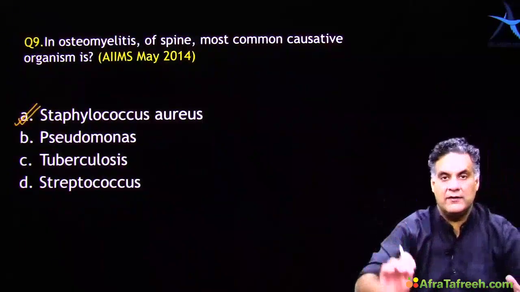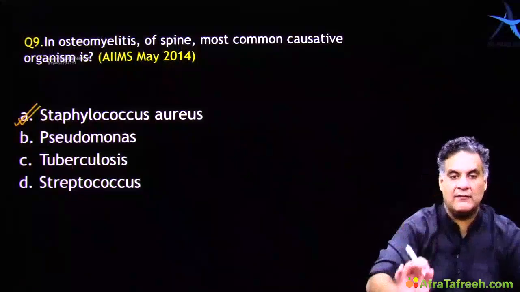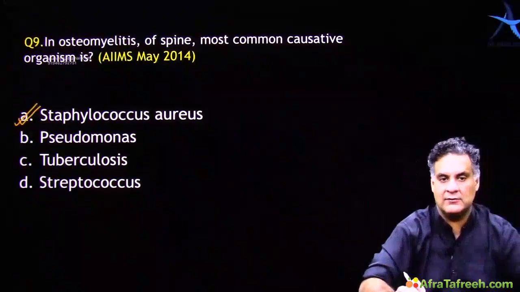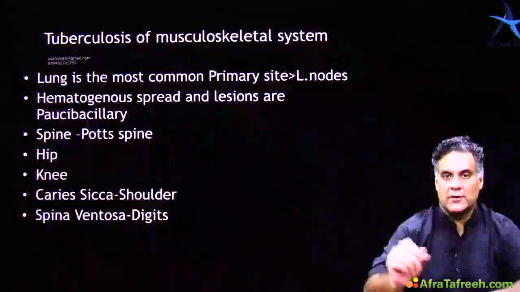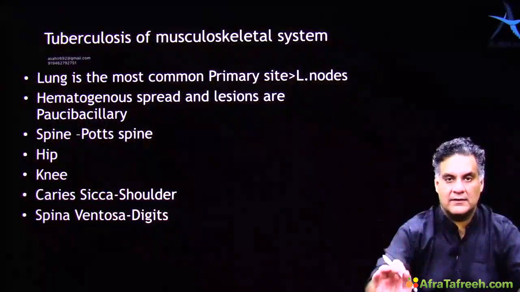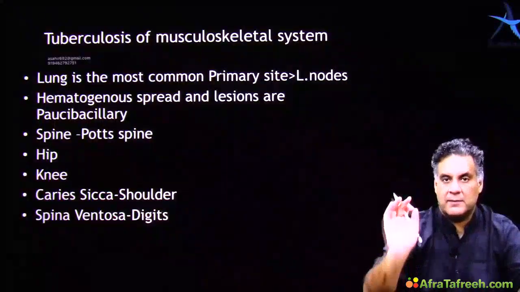Do not try to deviate from this path. Remember, this is a very, very important point. So anywhere, even spine, the organism is going to be Staph aureus. Tuberculosis. TB is always secondary in bone and joints. It comes from the lungs followed by lymph nodes. The spread is through the blood.